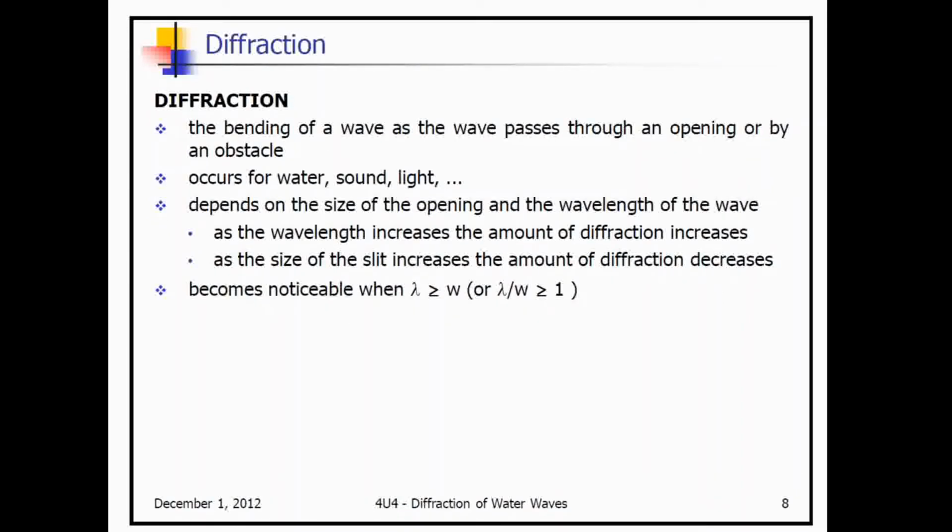So please copy this slide down. It basically summarizes what we've been talking about already. Diffraction is the bending of a wave as it passes through an opening or an obstacle. It occurs for water, sound, and light, and all types of waves. It depends on the size of the opening and the wavelength of the wave. As the wavelength increases, the amount of diffraction increases. As the size of the slit increases, the amount of diffraction decreases. And it's noticeable when the wavelength is greater than or equal to the width of the slit. Another way this is written is lambda over w has to be greater than or equal to 1.